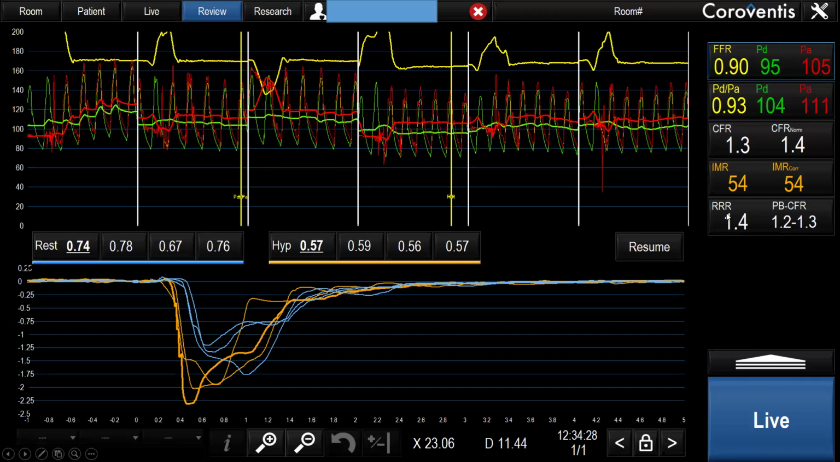The second parameter is the IMR. Which is the cutoff of the IMR? 25. So high IMR. So here the diagnosis of microvascular ischemia. I don't know if this patient had angina or not. Yes, that's right. This is a patient with angina and very high IMR, so this is microvascular angina. Yeah, diagnosis in this patient.